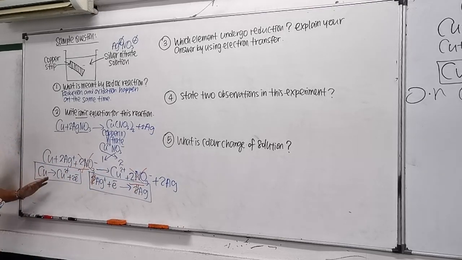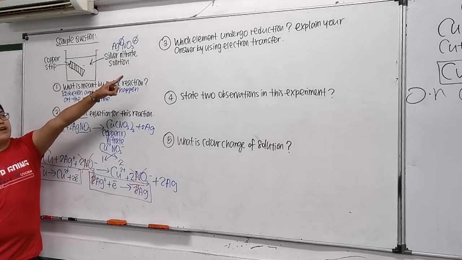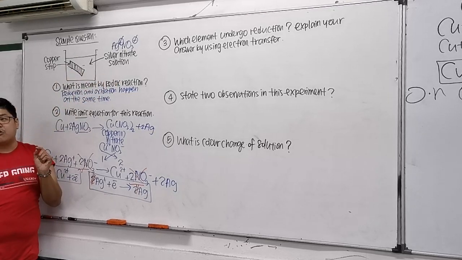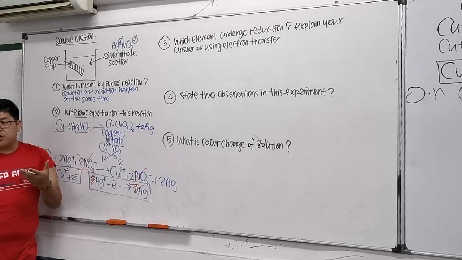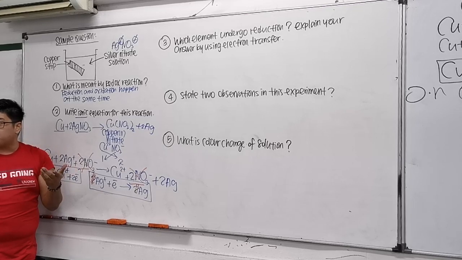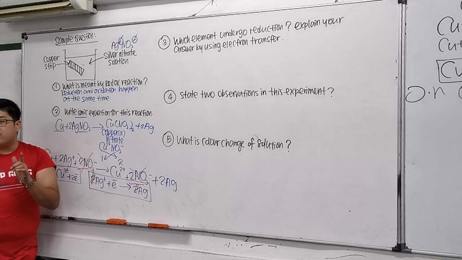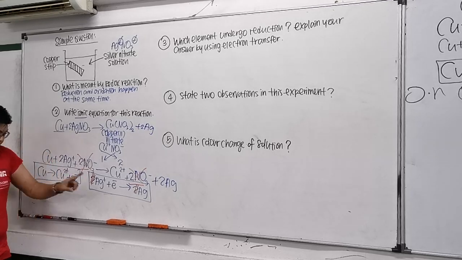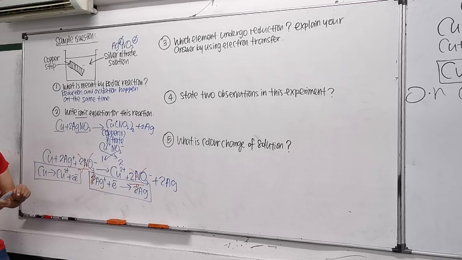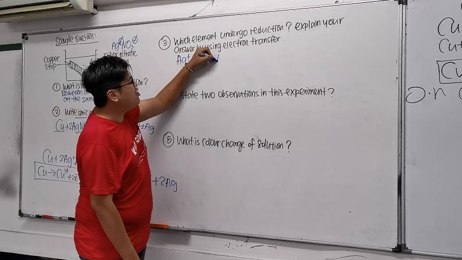Okay. Now, which half equation to be used? Now you see that. Which element undergoes reduction? Explain your answer by using the electron method. Let's brainstorm together. If you want to undergo reduction, from the electron perspective, reduction is what? Receiving electrons. So when you want to receive electrons, the electron should be found on the left. So who has it on the left? This fella. So I write it: Ag+ + e becomes Ag.